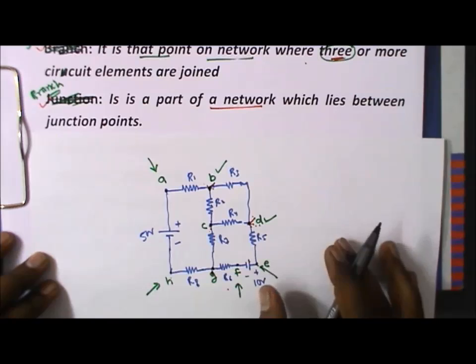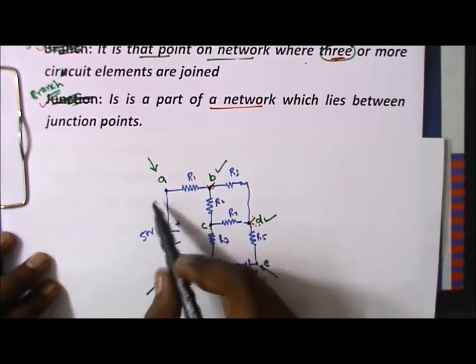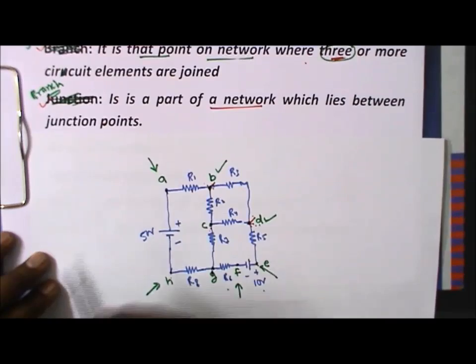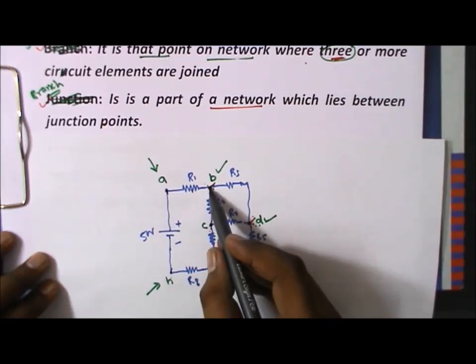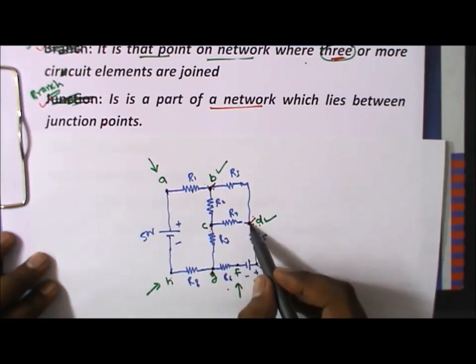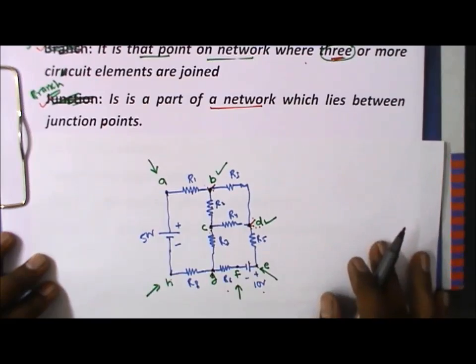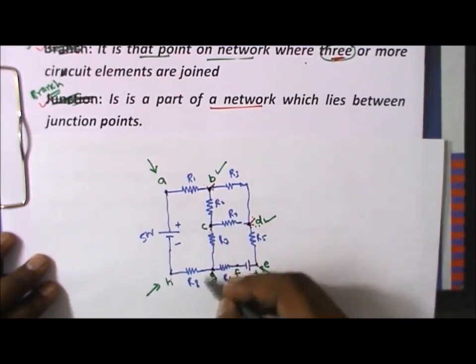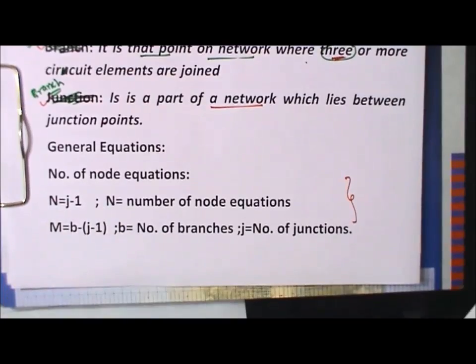So this is the basic understanding of the node. Node is a point where two or more circuit elements are joined. This is a node because the resistance and the voltage battery are joined together. Junction is a point where three or more circuit elements are joined. This is a junction, this is a junction, this is also a junction, and this is also a junction. Branch is a part of a network which lies between the two junction points. This part is between these two junctions, and we can easily calculate the branch and junctions. Now we can move towards the general equation.